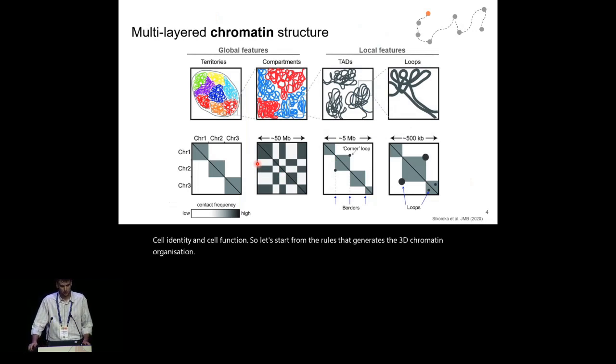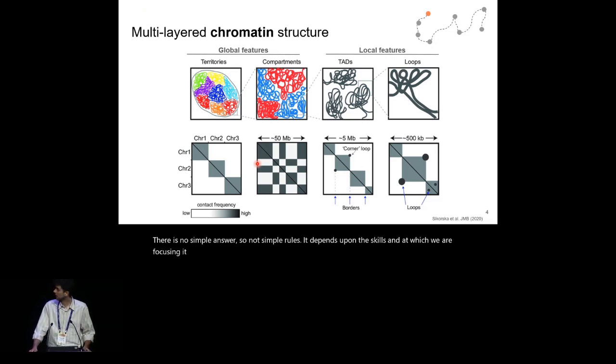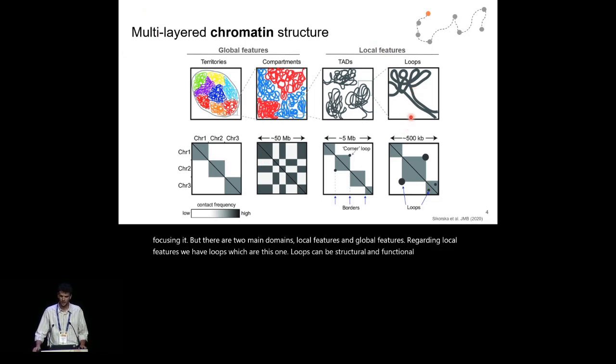There is no simple answer, so not simple rules. It depends upon the scales at which we are focusing. But there are two main domains, local features and global features. Regarding local features, we have loops, which are this one. Loops can be structural and functional, usually. Functional loops can be, for example, promoter-enhancer loops, where a contact between promoter and enhancer can cause initiation of transcription.